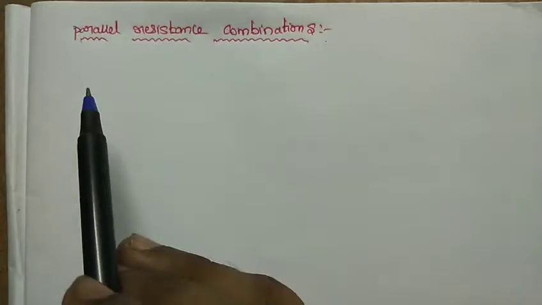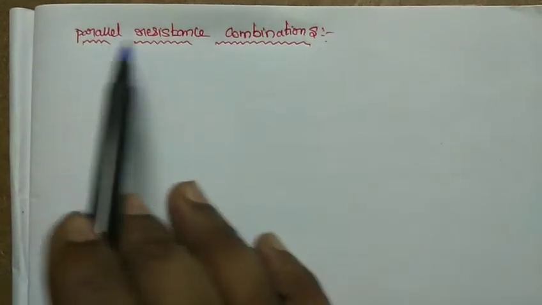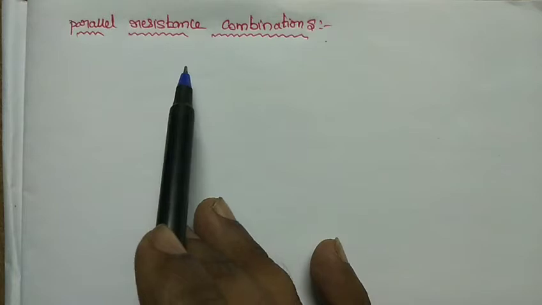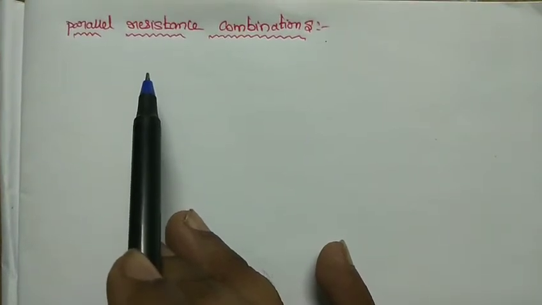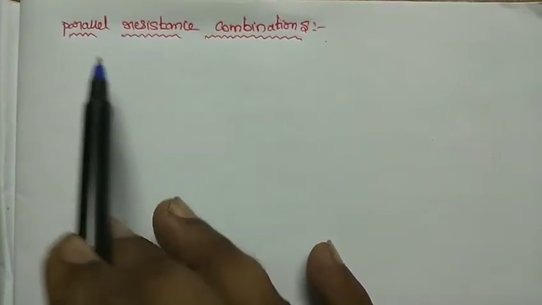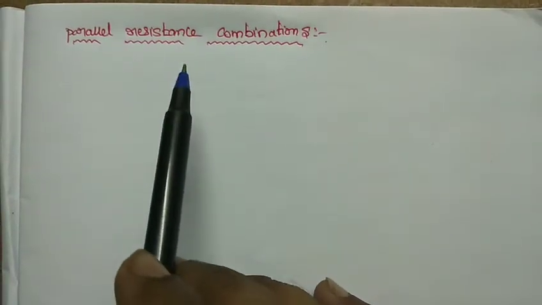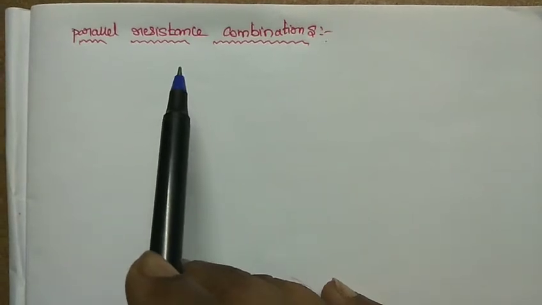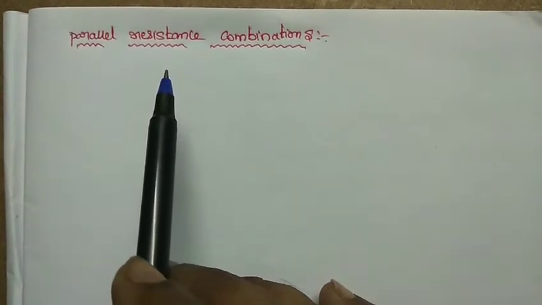See children, today's class is parallel resistance combinations. Yesterday we saw the series resistance combinations, and there are some different examples also. Now, how should the resistances be connected in parallel? We know parallel means the lines run side by side, one by one together, like parallel lines.